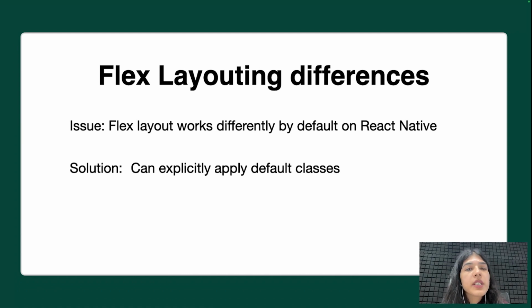That is more specific to platform, but not specific to Nativewind at all. You will need to take care of that. So we can explicitly apply those default classes. Suppose we can set flex direction column in web and native both, to not get confused, so that the UI looks similar on both the devices. So one thing is that.